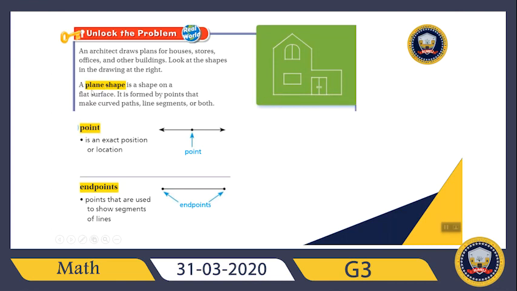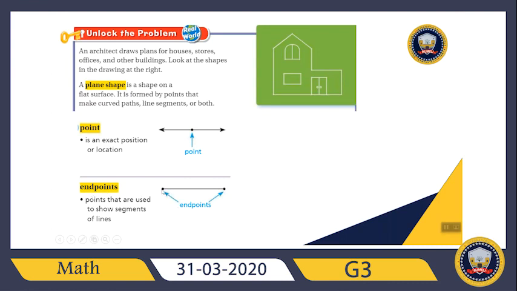Well, let's learn it. A plane shape is a shape on a flat surface. It is formed by points that make curved paths, line segments, or both. Now, what is a point? A point is an exact position or location. On this row, you can see that there is a point, and we call it a point. It is an exact position or location.